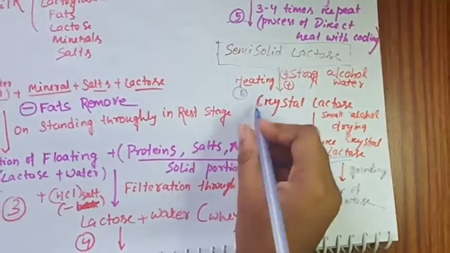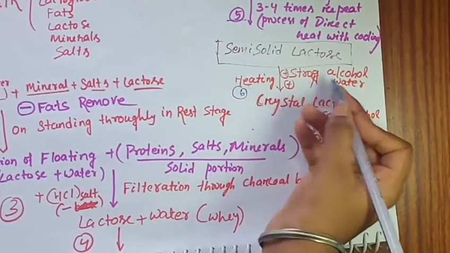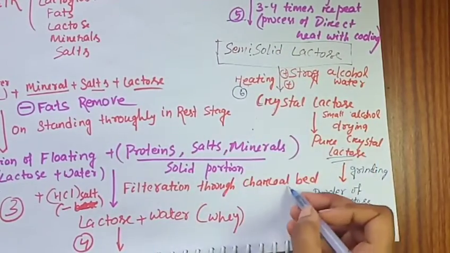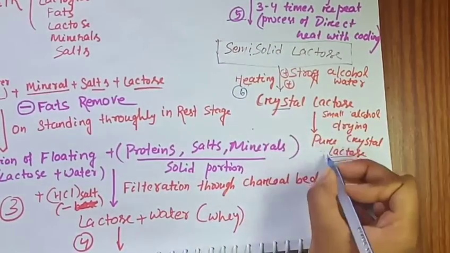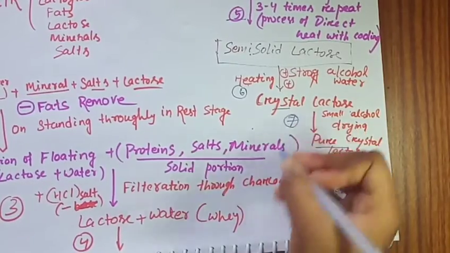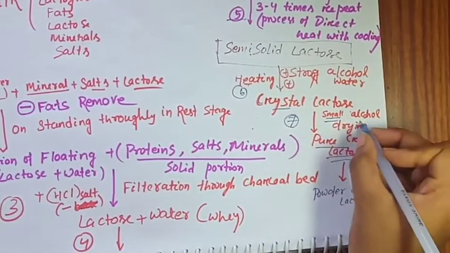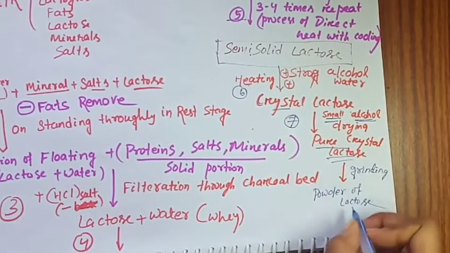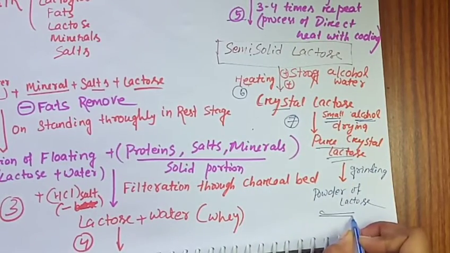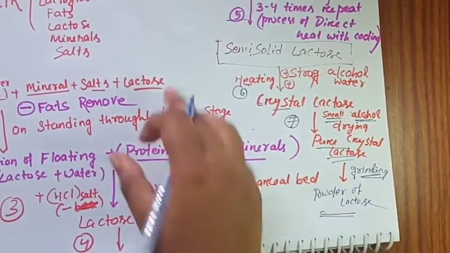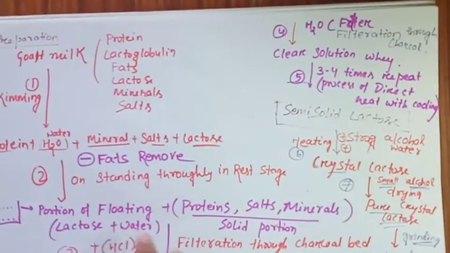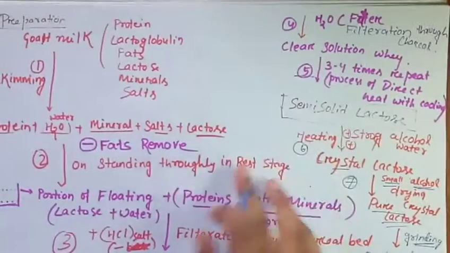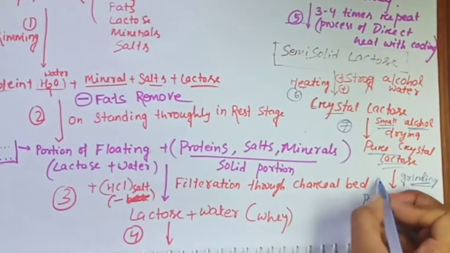Then sixth, we do heating with strong alcohol and water, so that we can get semi-solid to crystal lactose. Then for crystal lactose to pure crystal lactose in the seventh stage, we want small alcohol with drying. Then for pure crystal lactose to powder form of lactose we do only grinding. So in this way we prepare our sugar of milk, and the preparation is completed in only a few stages.